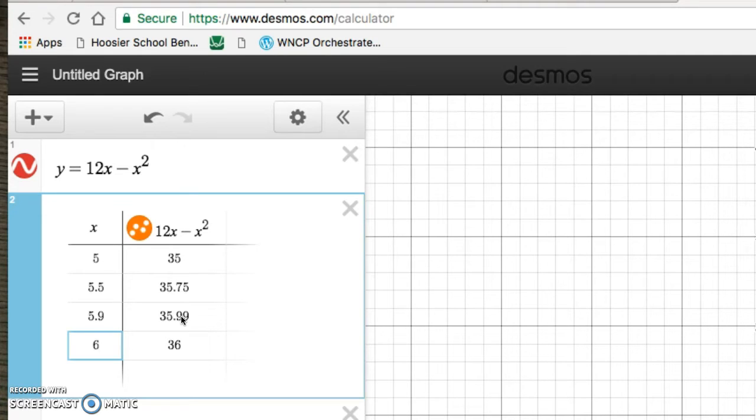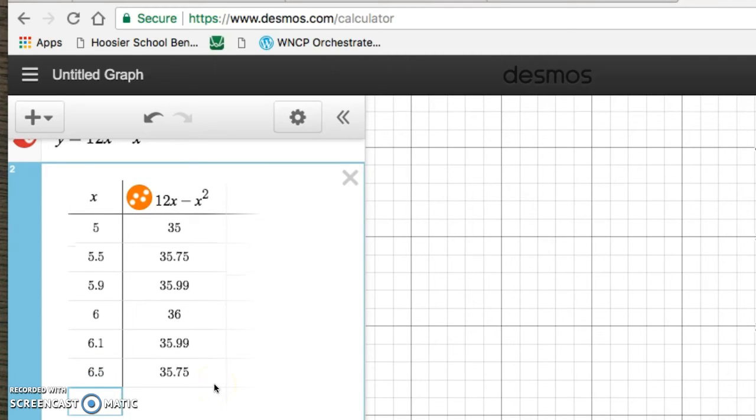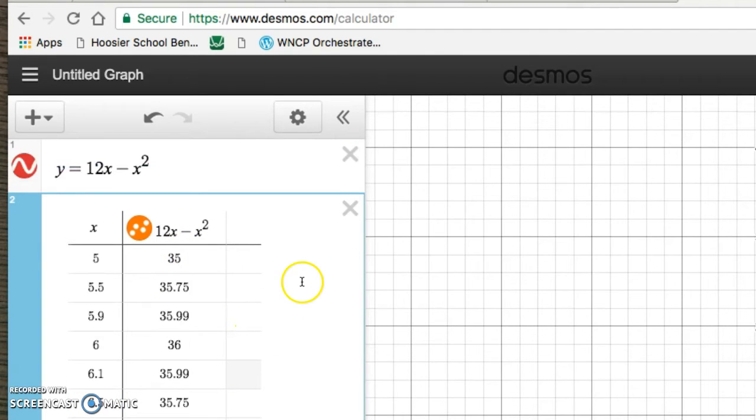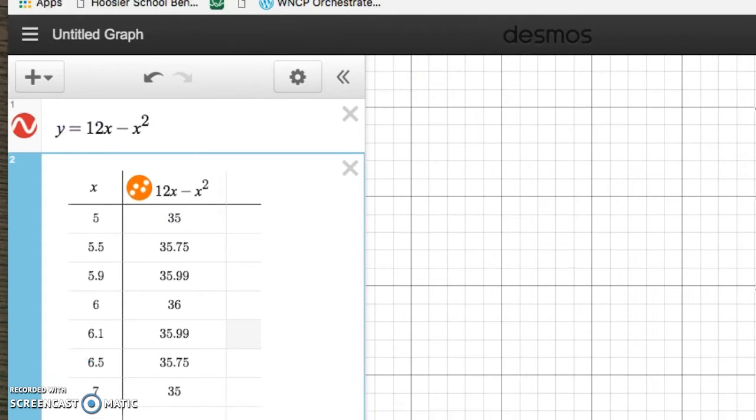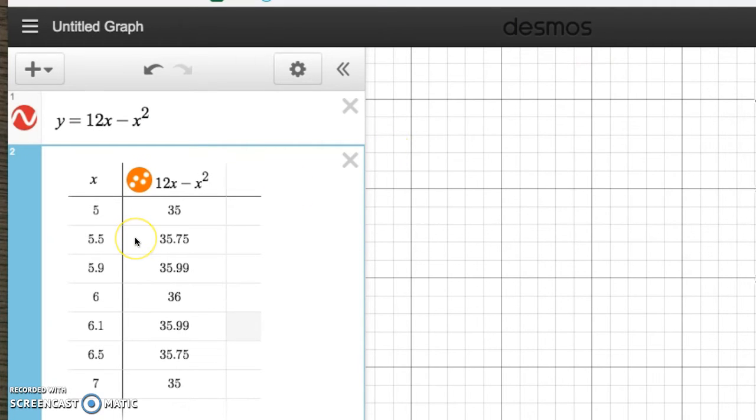What if I go larger than 6? Maybe 6 is not the biggest, so maybe 6.1. Well, it started to go down, so 36 is still my biggest. If I get further away from 6, maybe 6.5, it's still going down. If I go a full step away from 6, say 7, I get back to where I was with the 35.